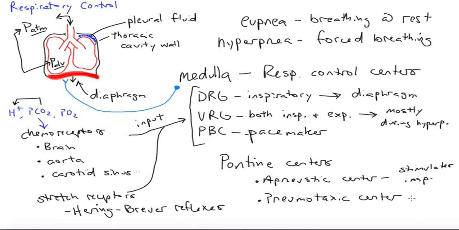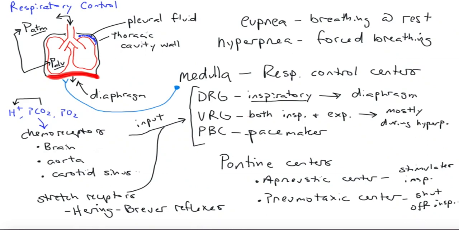Okay, so that is stimulating, or having input largely to, the DRG, right? Because it stimulates inspiration. The pneumotaxic center does just the exact opposite. It's going to shut off inspiration and help initiate expiration. And so what these two centers are doing is helping us control the volume of each breath by controlling the transitions between inspiration and expiration and vice versa.